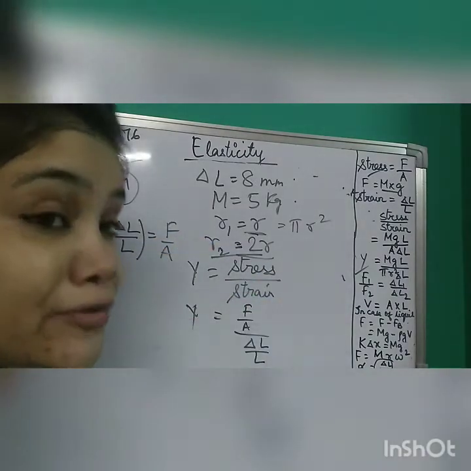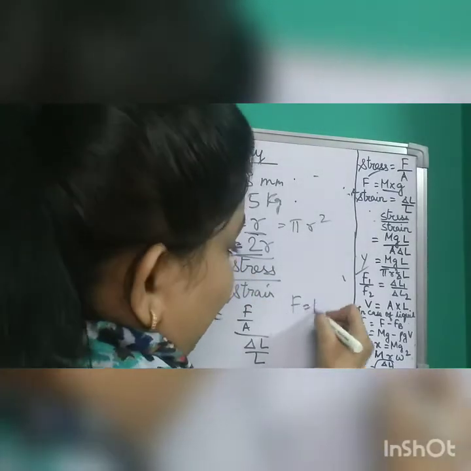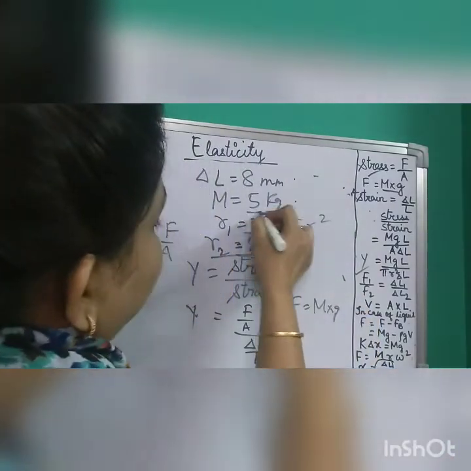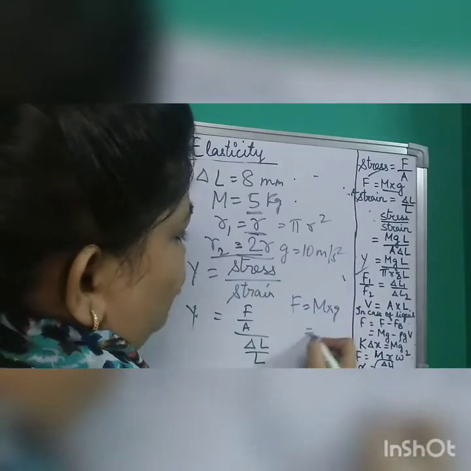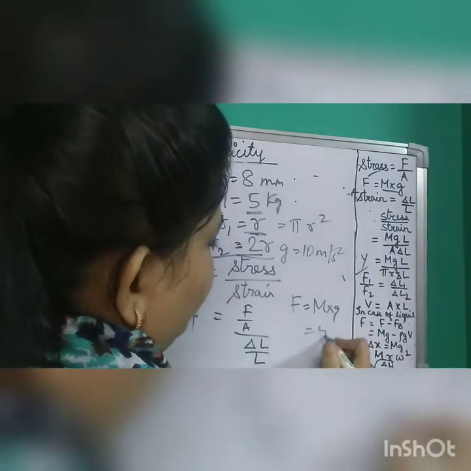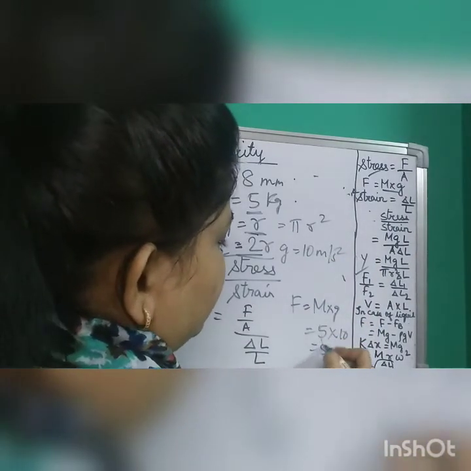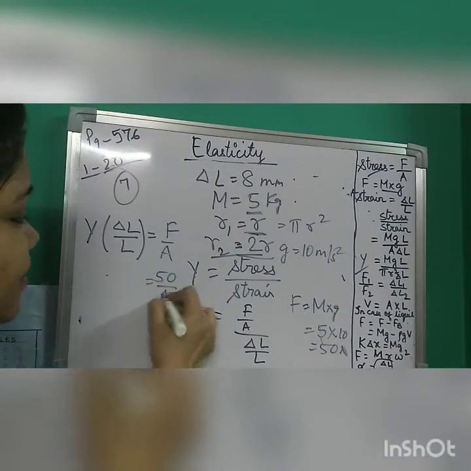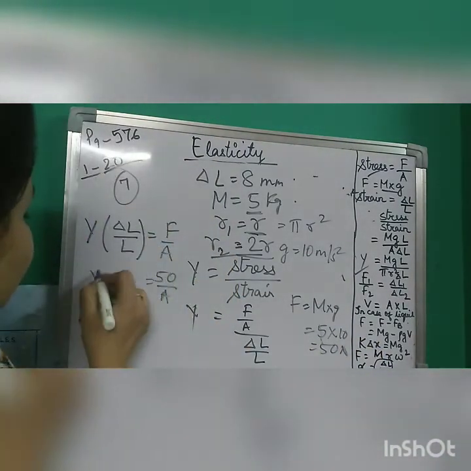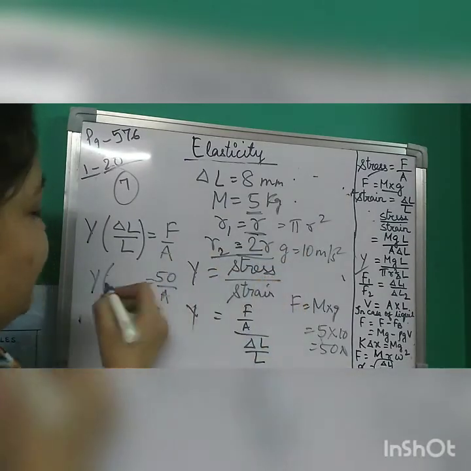Okay, now what is force? F is nothing but m into g. What is the value of m? 5. Take g as 10 meter per second square. So what is the force you are getting? 5 into 10, which is 50 Newton. So put that force over here, 50. Let the area be as it is. And here, instead of delta L, put it as 8.